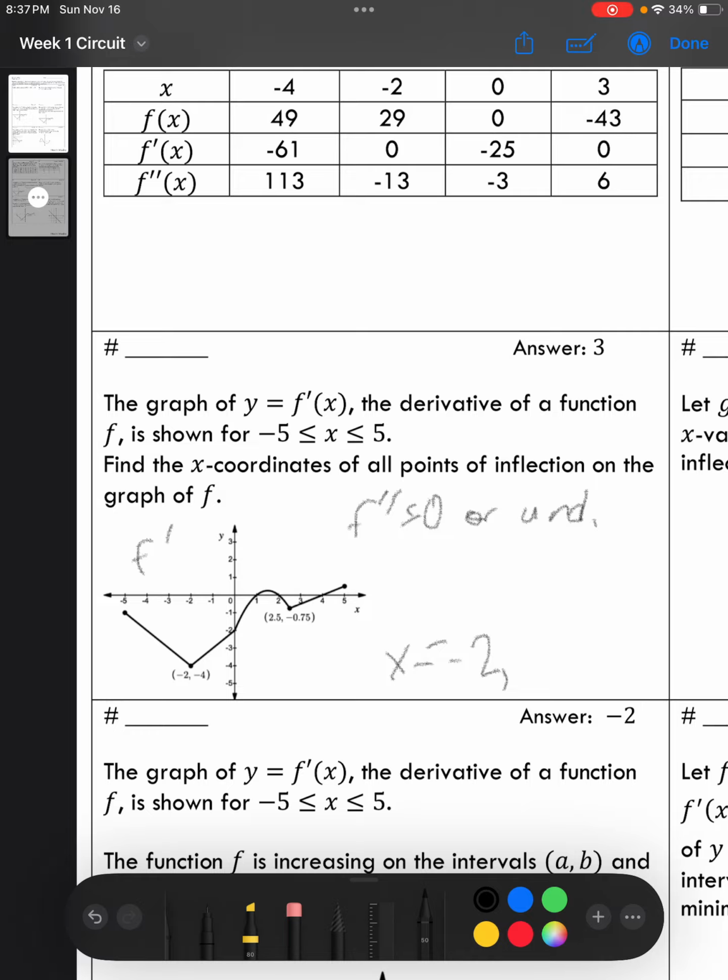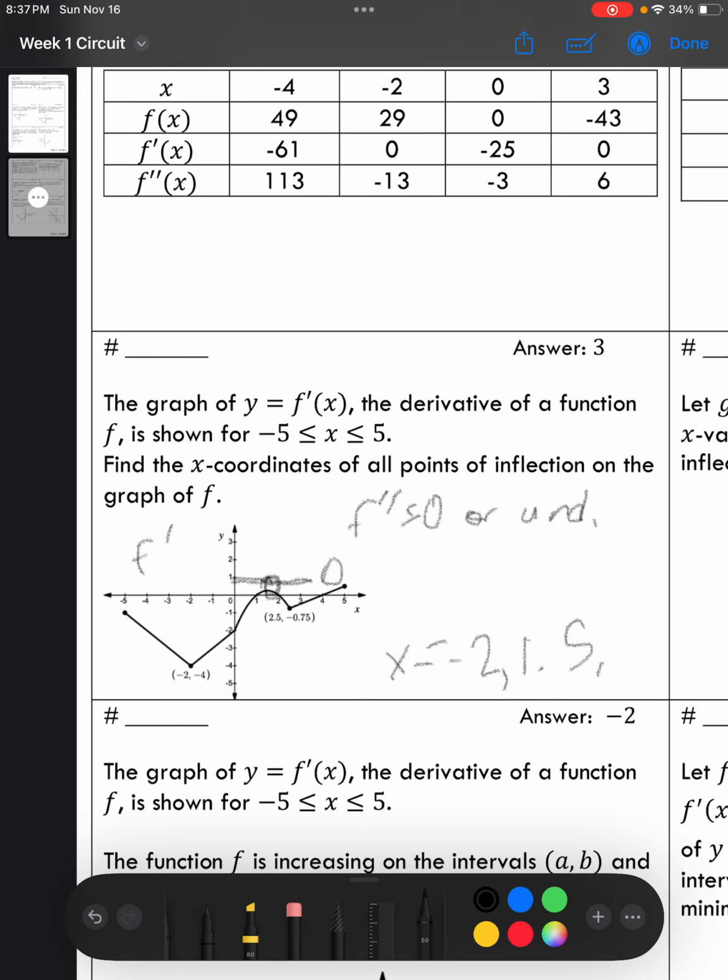Another point of inflection is at 1.5. I'm roughly estimating here, but the tangent line at 1.5 is 0, because it's a relative maximum on f prime. So that means that f double prime would equal 0 at about 1.5.